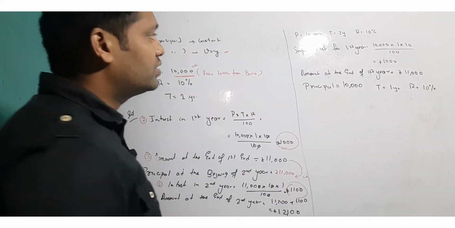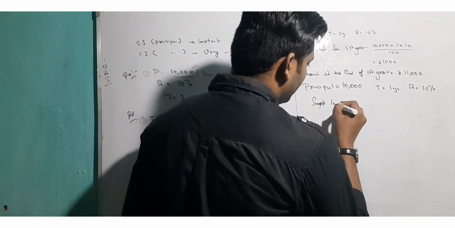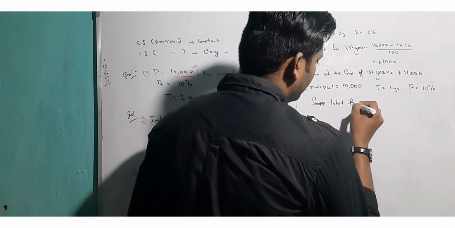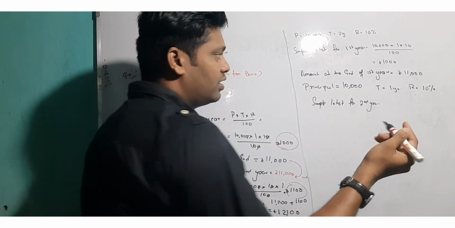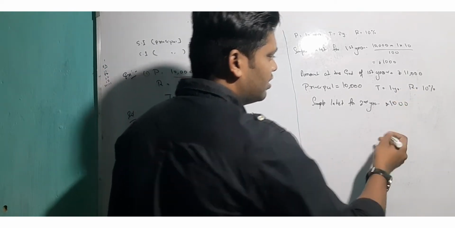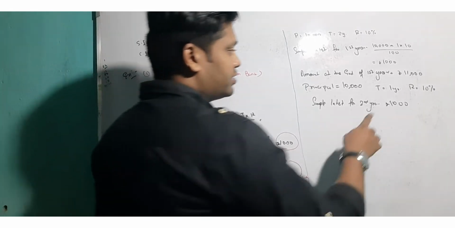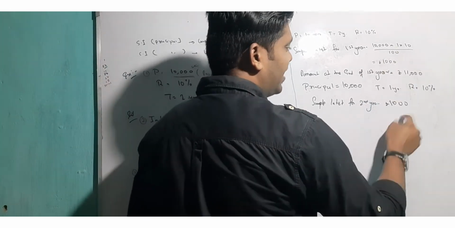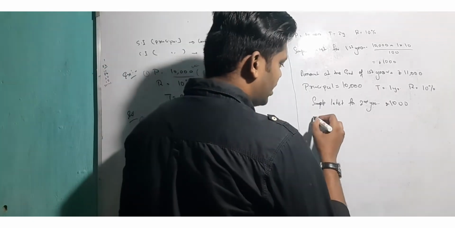Now what do I have to find out? Simple interest again, simple interest for the second year. What is the formula? P into T into R by 100, so obviously I am going to get the same 1,000 only. Same P into T into R, same values. So I will get 1,000. There is no need to do any calculation. So next, what do I have to take out? Amount.